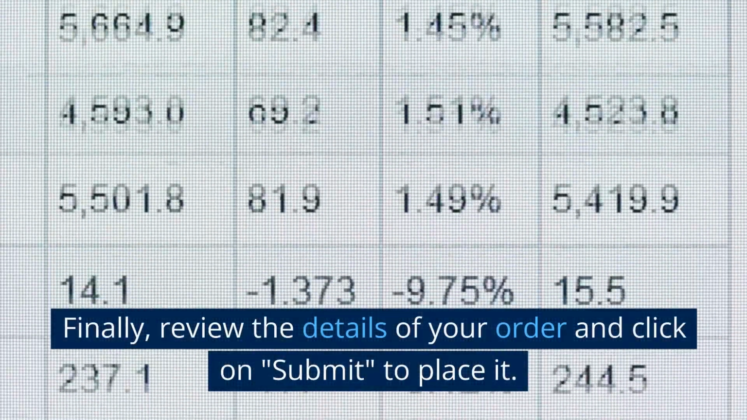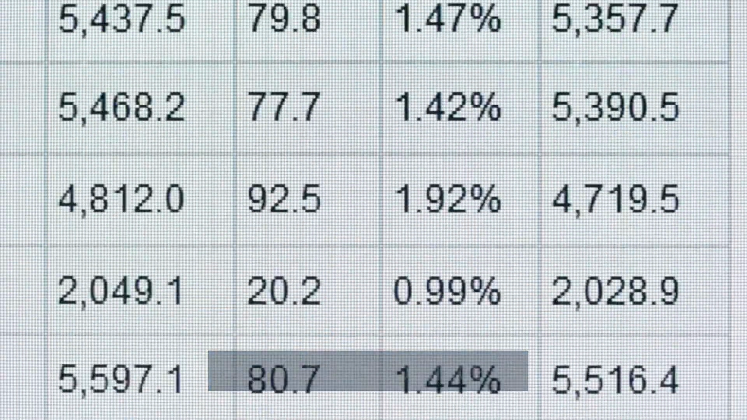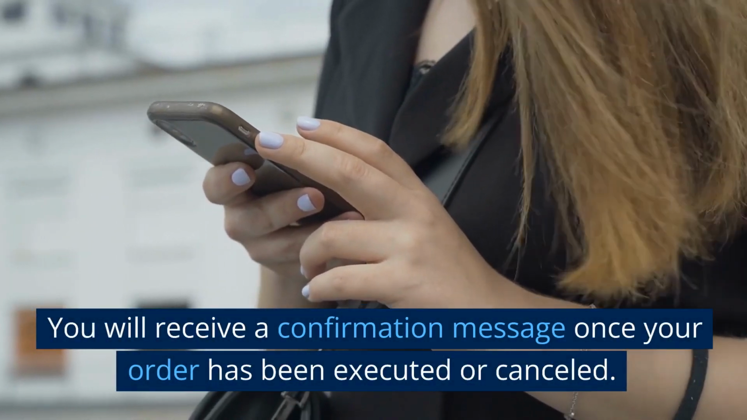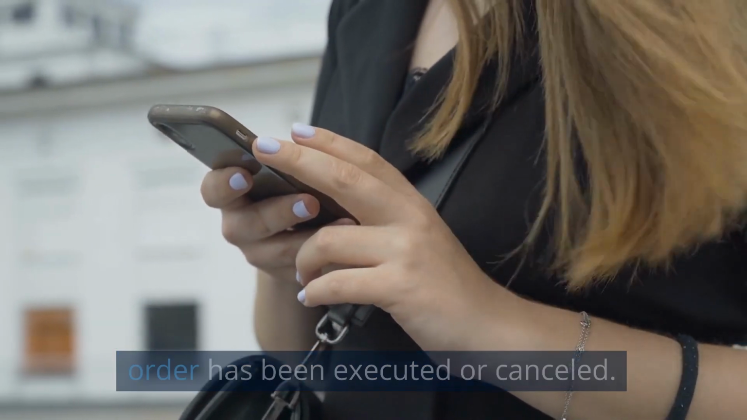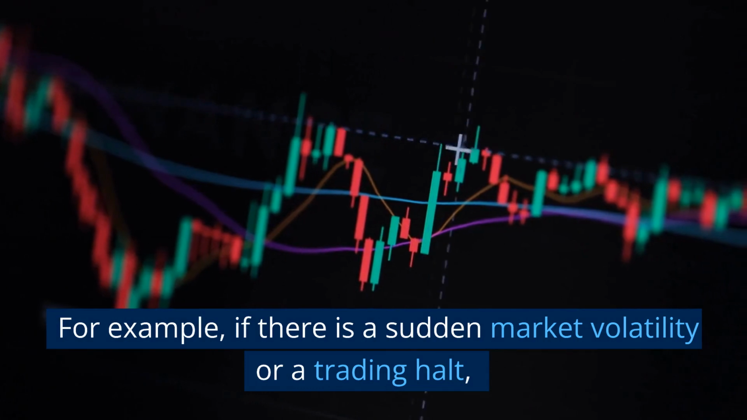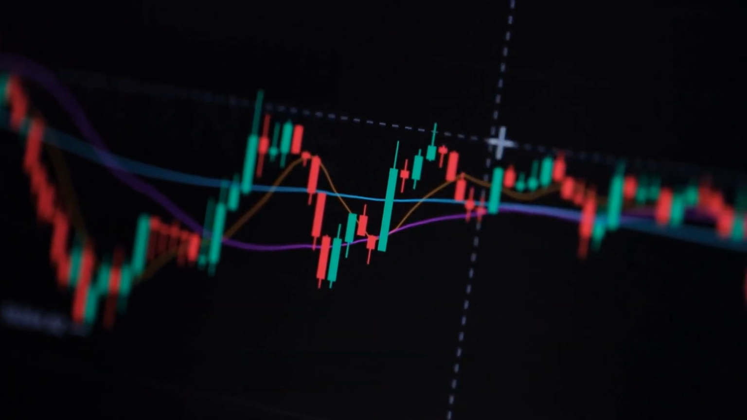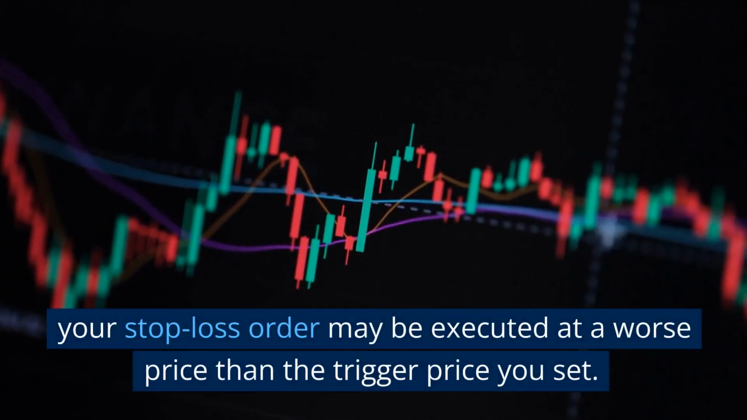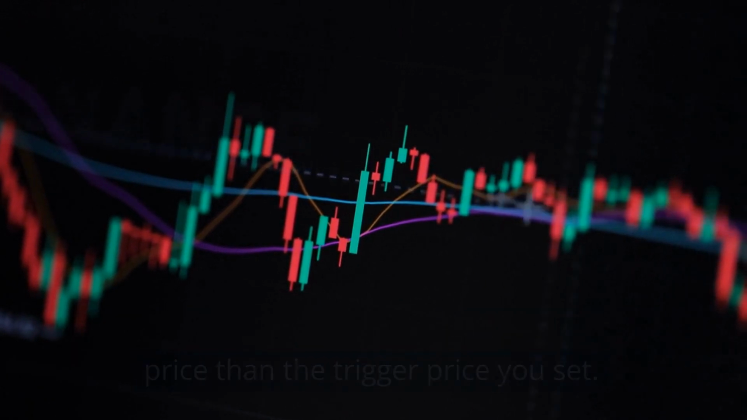Finally, review the details of your order and click on Submit to place it. You will receive a confirmation message once your order has been executed or cancelled. For example, if there is a sudden market volatility or a trading halt, your stop-loss order may be executed at a worse price than the trigger price you set.